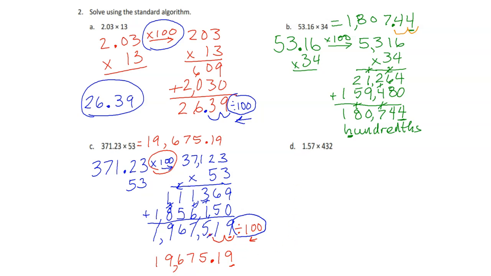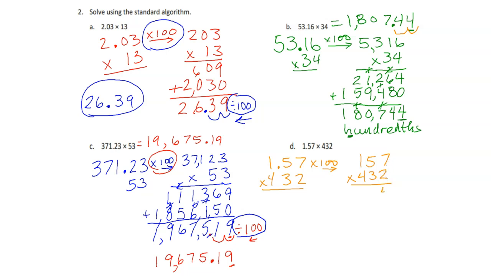Alright, looking at D here, I have 1 and 57 hundredths, so that's going to be around 2 times 432. So it's going to be 2 times 400, around 800, so I know my final product should be around 800. So let's see here. If I multiply this by 100, I get 157 times 432. Let's go ahead and multiply this out.